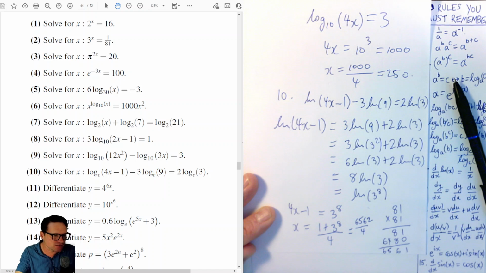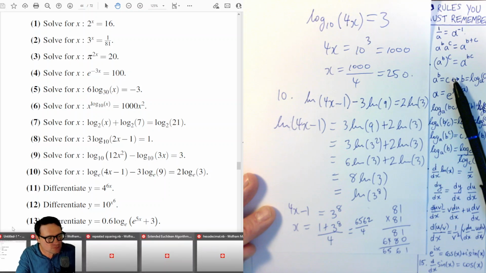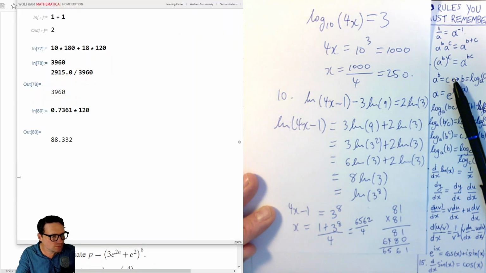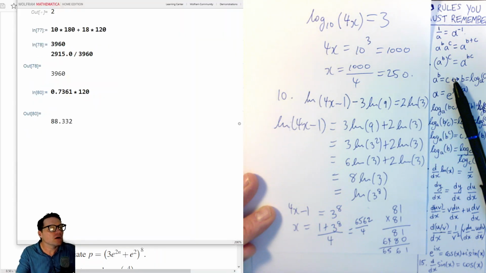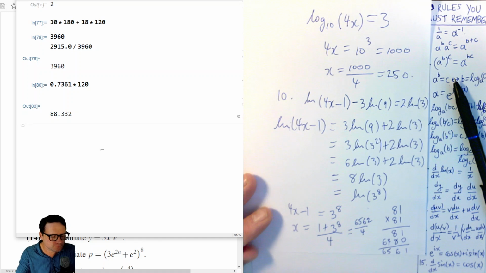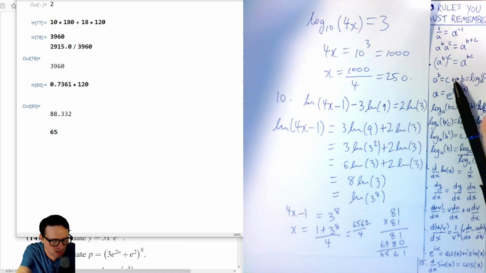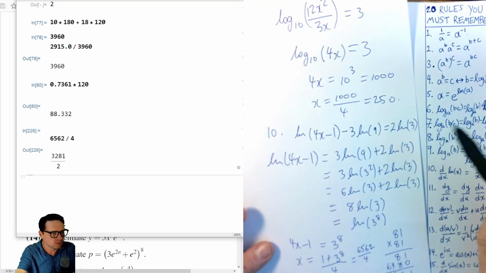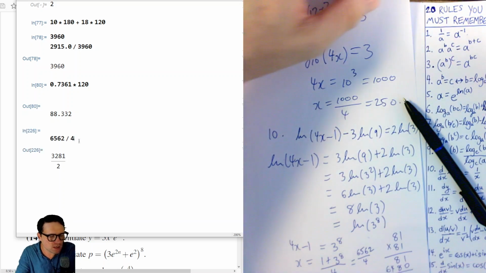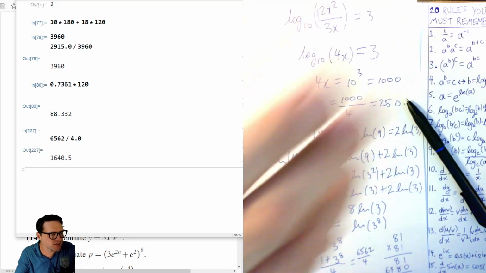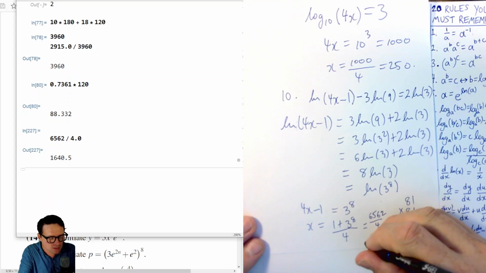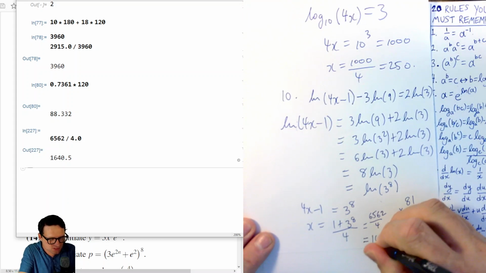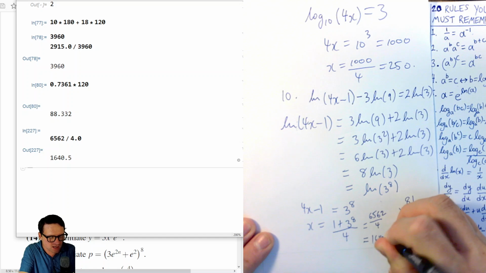Oh, I better just do this on the machine. Okay. 6562 divided by 4. And I'll put in a 0.0 there so I get a decimal number. So this is equal to 1640.5.